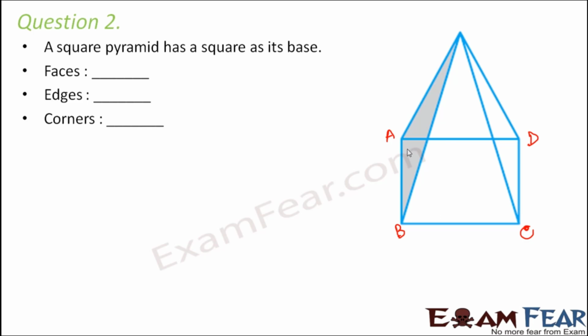Let's look at the faces first. So here we have the bottom face as square. So let's number the bottom face as 1. And then how many triangular faces you have? So there are 2 side faces triangular. So these are number 2 and 3.